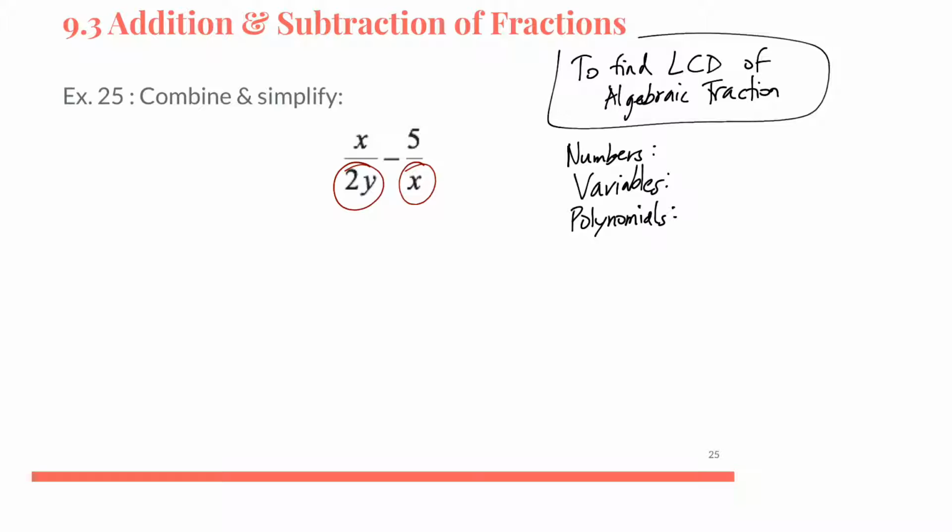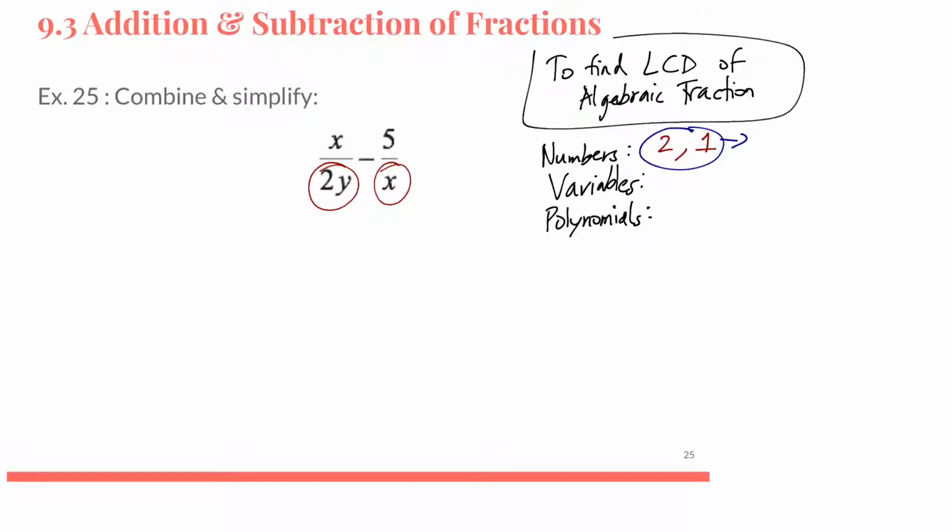By numbers, I mean numbers like, in this case, a 2. Numbers that are not part of polynomials. So there's a 2 over here. You could say there's a 1 over here. So I'll write that out. There's a 2, there's a 1. And what is the LCM between 2 and 1? 2. Great. Perfect. I'll write that down.